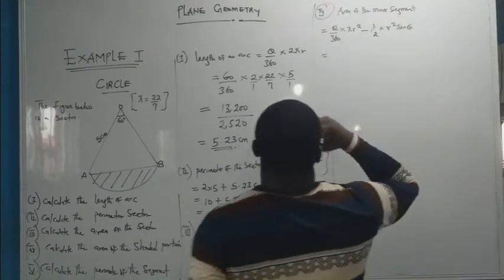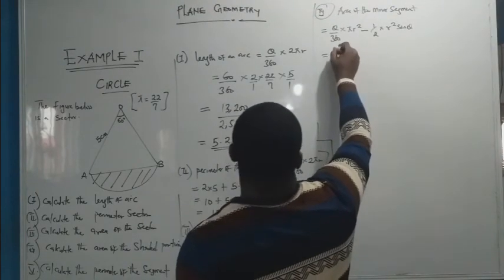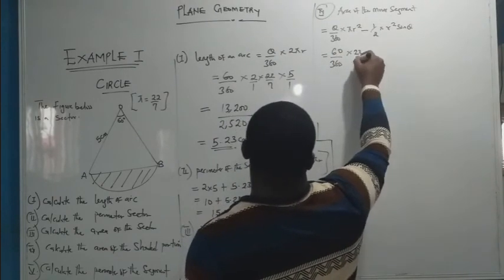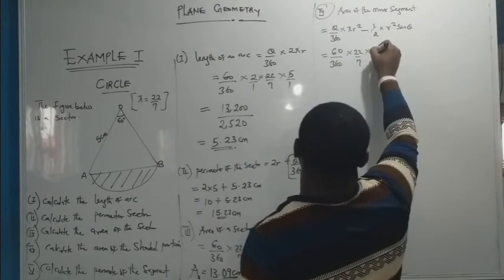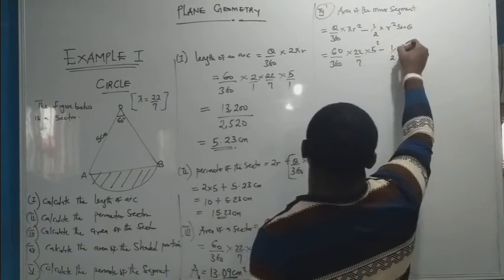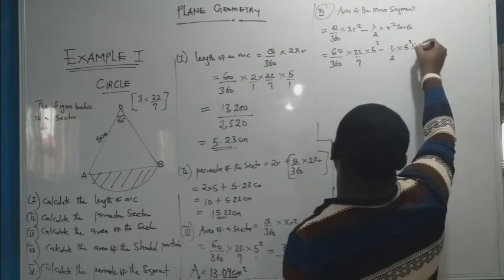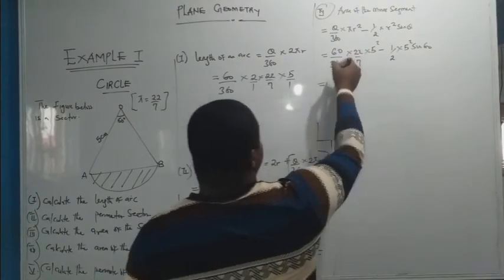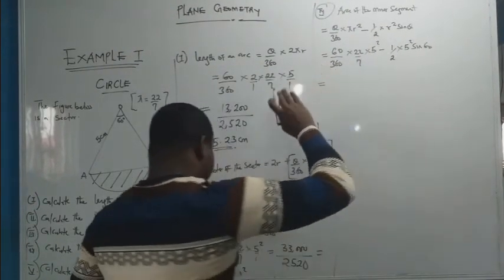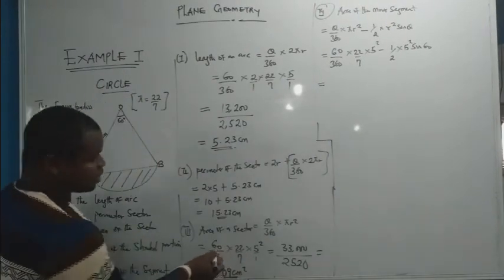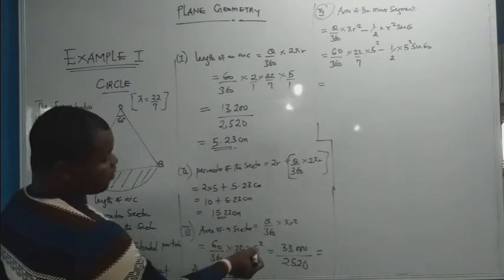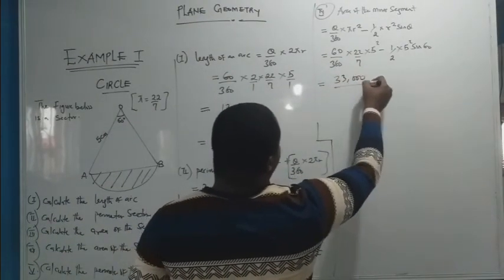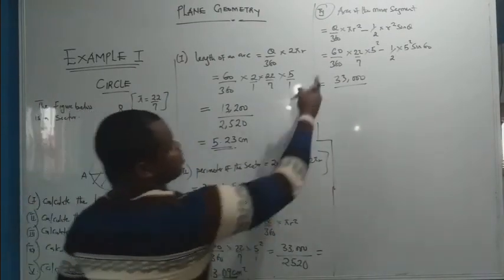So what do we have? From here we have, what's the theta? That's 60 degrees over 360 times the pi is 22/7 times what's the radius? That's 5 squared, minus 1/2 times 5 squared sine 60 degrees. Alright, so from here, remember you have to multiply everything. When you do that, you can see 60 times 22 times 5 squared, we got 33,000 over 360 times 7 times 1.